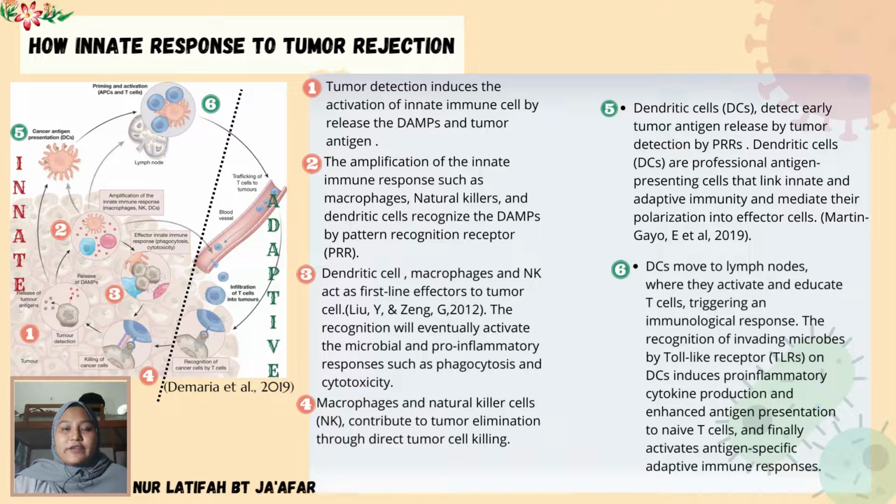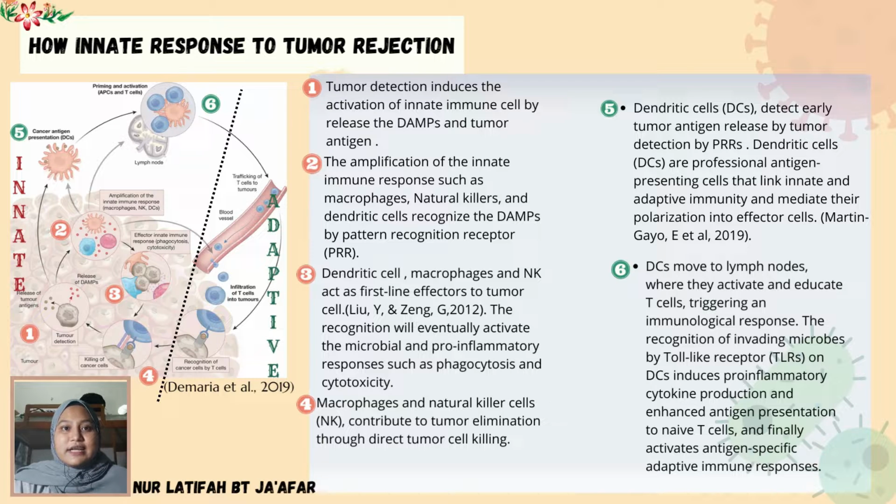Then, the innate immune cells such as macrophages, natural killer cells, and dendritic cells recognize the DAMP by a pattern recognition receptor (PRR). Next, dendritic cells, macrophages, and NK cells act as first-line effectors against the tumor cell. The recognition will eventually activate the pro-inflammatory response such as phagocytosis and cytotoxicity. After that, macrophages and natural killer cells contribute to tumor elimination through direct tumor cell killing.